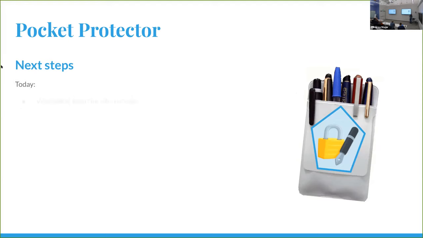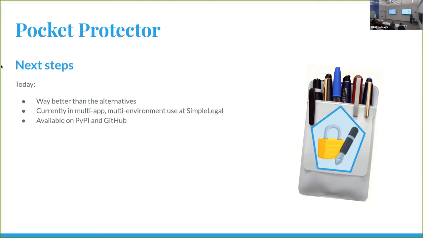So as far as next steps, today we've got something that's way better than the alternatives. I'll tell you now, we've been using Pocket Protector in production at Simple Legal for over 2 years, and it's been pretty worry-free. It's in multi-app, multi-environment use. It's on PyPI and GitHub. It has a fancy new CLI that is built on this framework called Face. Feel free to take a look at that. And it's also Python 3, so that's a recent port, and you'll be very relieved to know that it is future-proof in that regard as well.